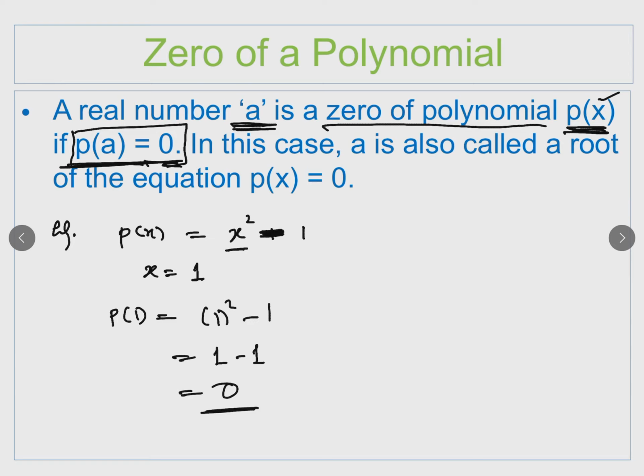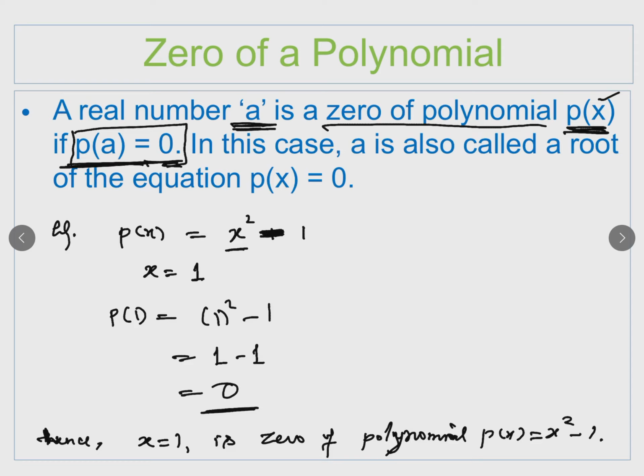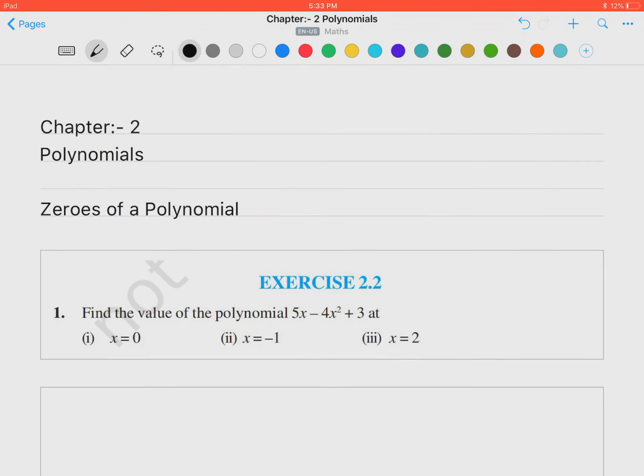As the result is 0, you will write therefore, or hence, x equals 1 is a zero of the polynomial p(x) equals x square minus 1. So if the result becomes equal to 0, that value will be called the zero of the given polynomial. That's how we can find the zero of any given polynomial. Based on this we have exercise 2.2, so now let's move to exercise 2.2.